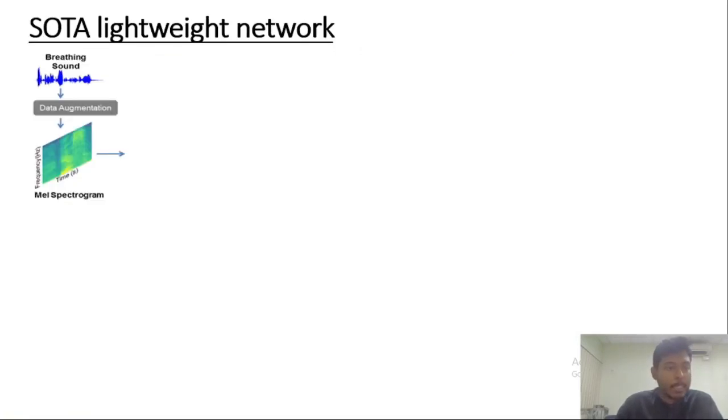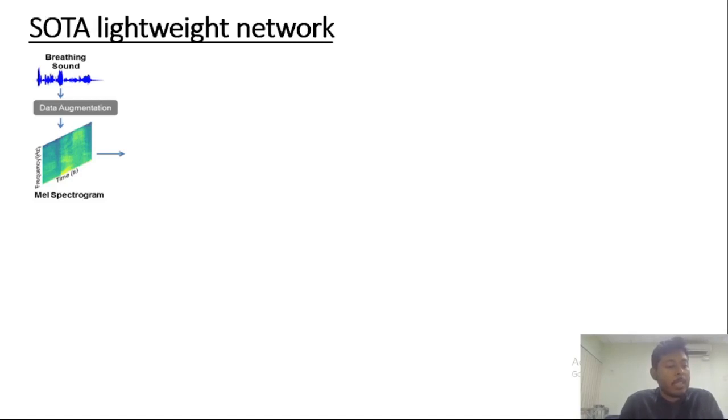At the same time, the second paper also treated the breathing. They also first took the breathing sound signals. Then on the time domain signal, they applied data augmentation techniques such as pitch shifting, time stretch, and amplitude scaling. These kinds of data augmentation techniques they have applied.